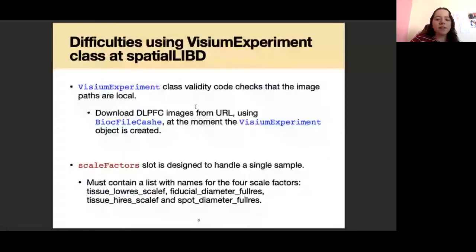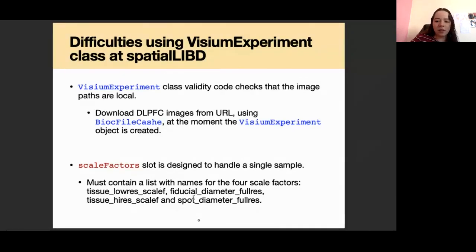Some of the challenges we faced when using the VisiumExperiment class to contain our data were, first, that the VisiumExperiment class validity code checks that the image files exist locally instead of being available remotely through a URL. And because our tissue images are at a URL, we decided to download the images at the moment the VisiumExperiment object is created.